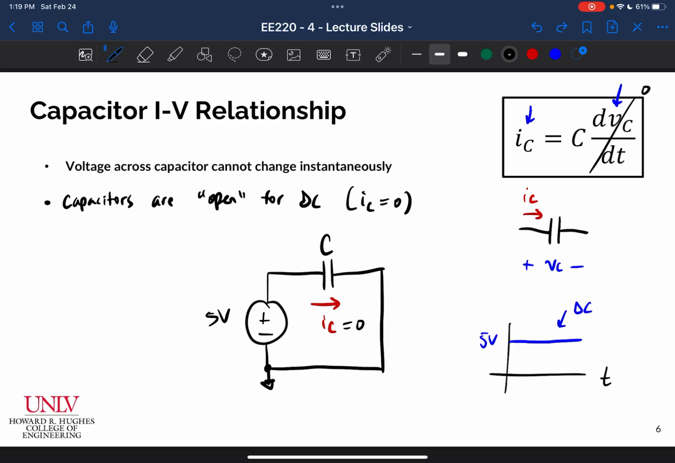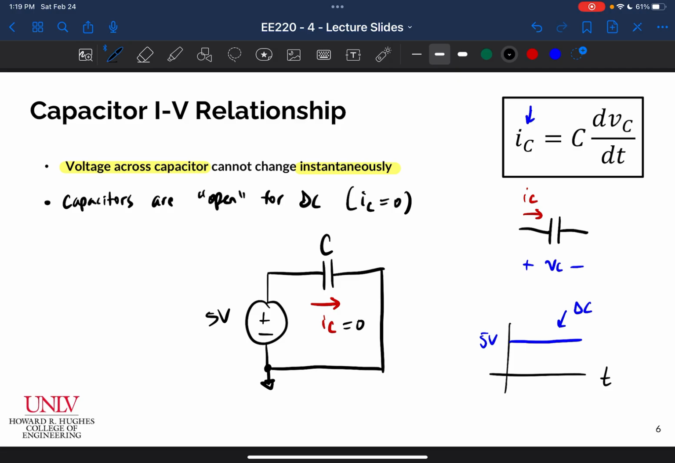Okay, and so the other thing to recognize here is that, let me go ahead and grab my highlighter, the voltage across a capacitor cannot change instantaneously. Okay, for a resistor it can, but for a capacitor it cannot change instantaneously. The reason being that the current in the circuit is dependent upon the rate of change of the voltage. And so let me go ahead and erase some of this stuff up here.